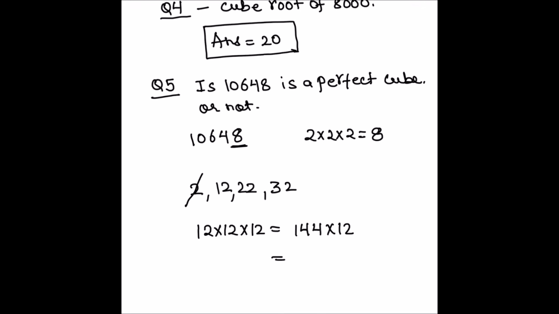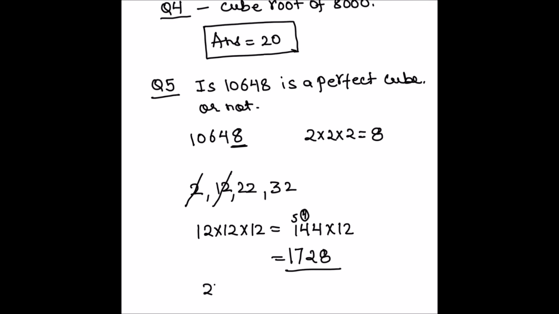Let's find out. 12 times 4 is 48. 8, 4 will be carried over. 12 times 4 is 48. 48 plus 4 is 52. So that's 2 and 5 will be carried over. 12 times 1 is 12. 12 plus 5 is 17. So that's 1728. So 12 cannot be the cube root of this number.